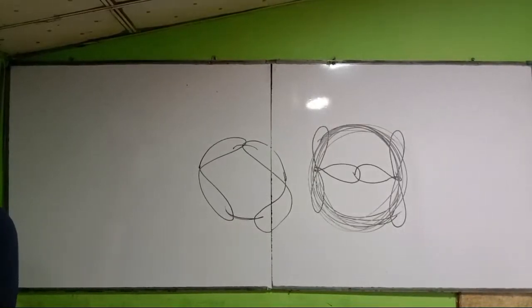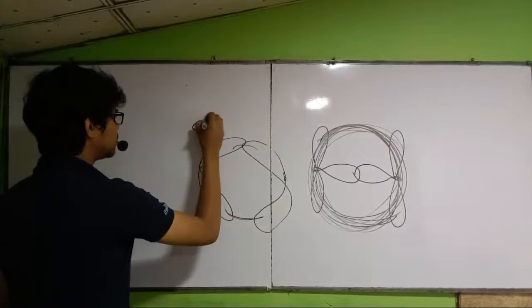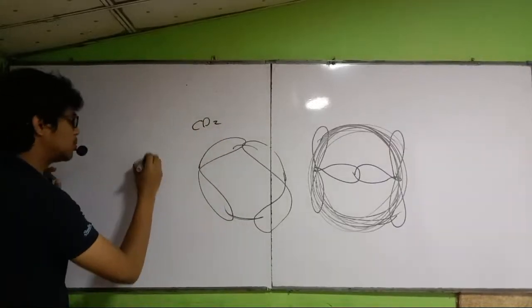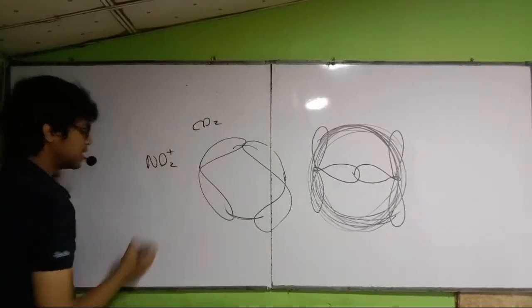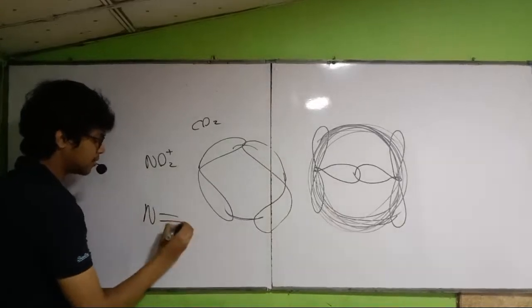Then the second one: give an example of a molecule or ion that has a similar orientation of double bonds. You can write CO2 also, CO2 or NO2 plus, whatever, you are correct. NO2 plus is like this.